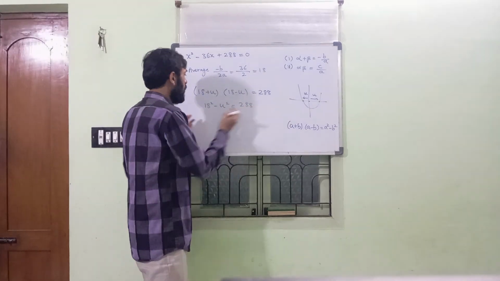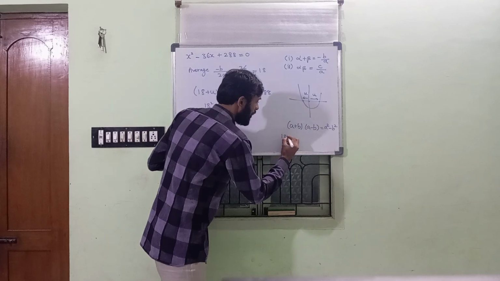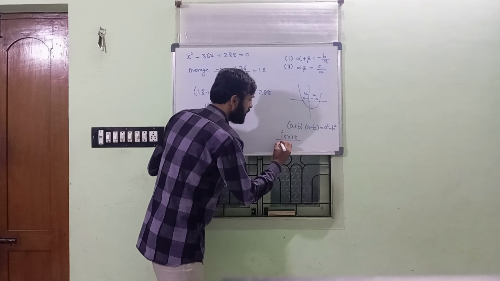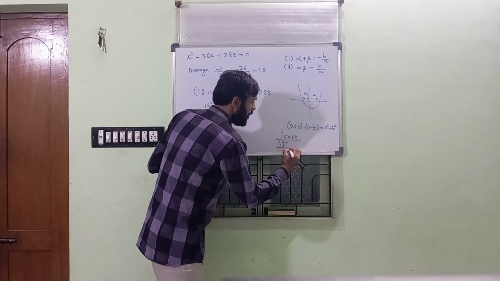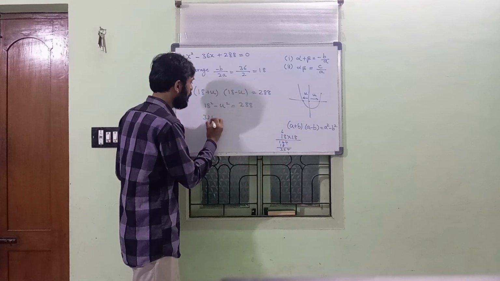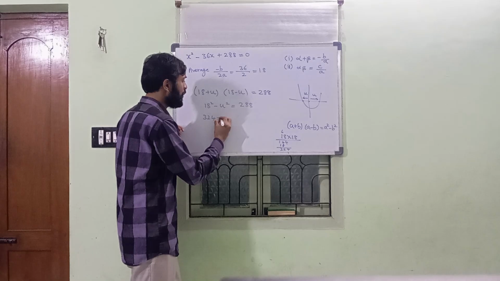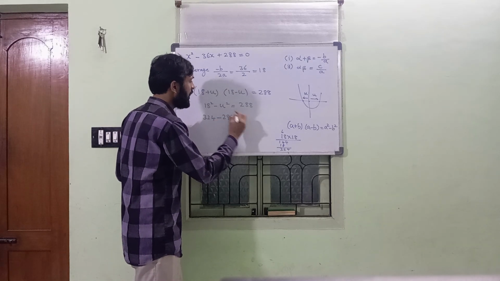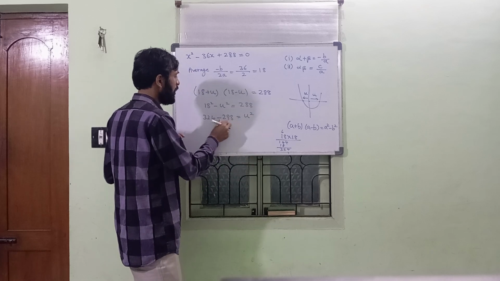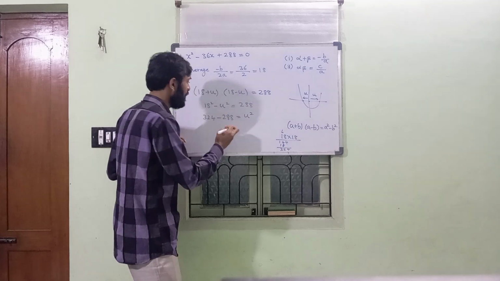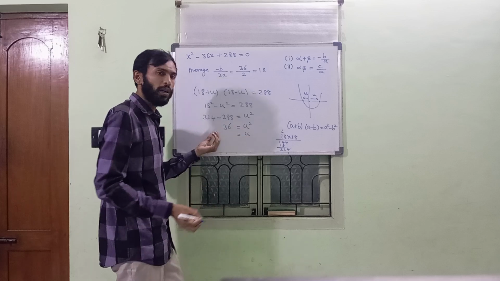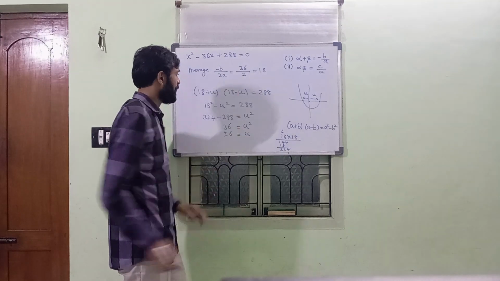Now I will solve for u. So 18 square, 18 into 18, which is 324. I got 324. So 324 minus 288, bring it to the left side, and u square to that side, it will become u square. So the difference is 36, which is u square. So if you find u, the square root of 36 is plus or minus 6.